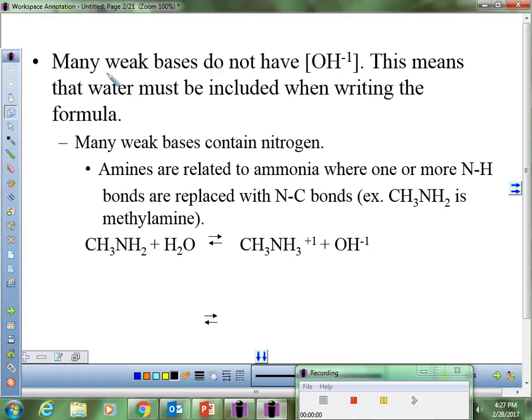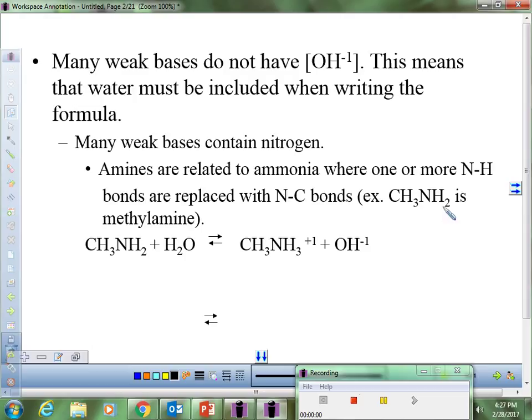It says many weak bases do not have hydroxide. This means that water must be included when writing the formula. Many weak bases contain nitrogen, such as ammonia. Amines are related to ammonia where one of the NH groups is replaced by an NC group. And so here is the methylamine that we just saw. CH3 is the methyl, and then there's the amine.